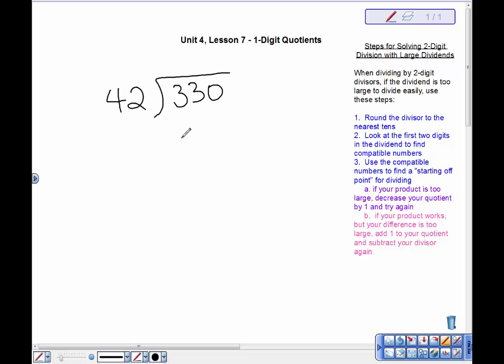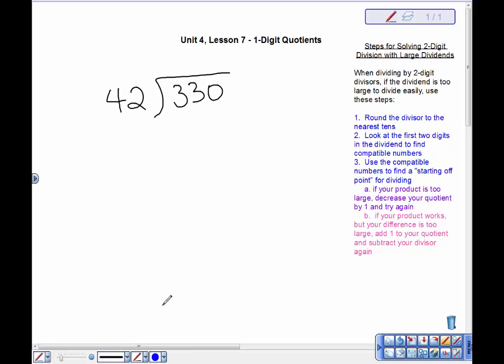Howdy ho, folks. Today we're going to talk about Unit 4, Lesson 7, where we're going to focus on two-digit division when my quotient, or my answer, only ends up being a one-digit answer. So all of the answers in our problems today are going to be less than 10. We might have big remainders, but all of our whole number quotients are going to be less than 10.